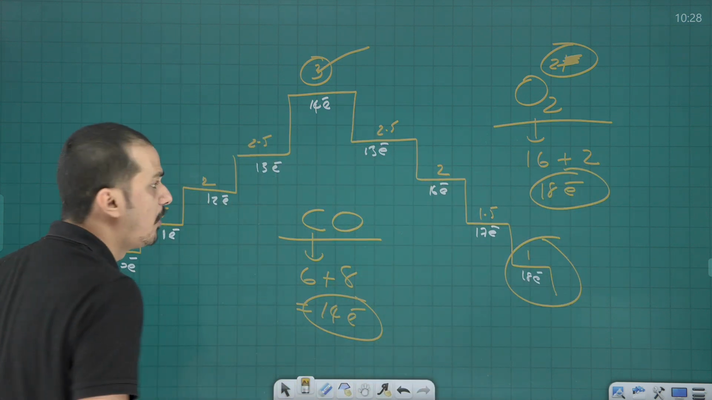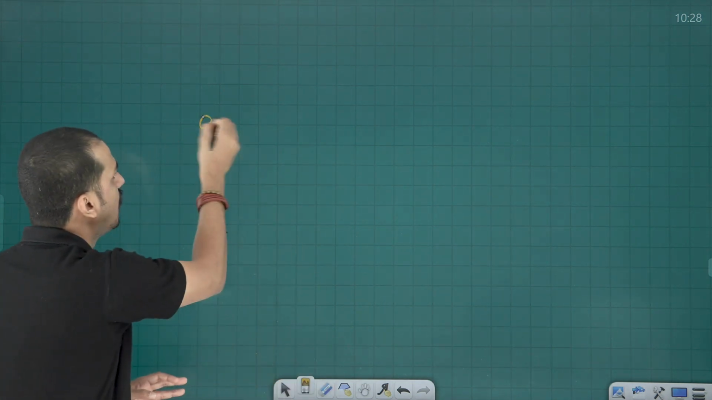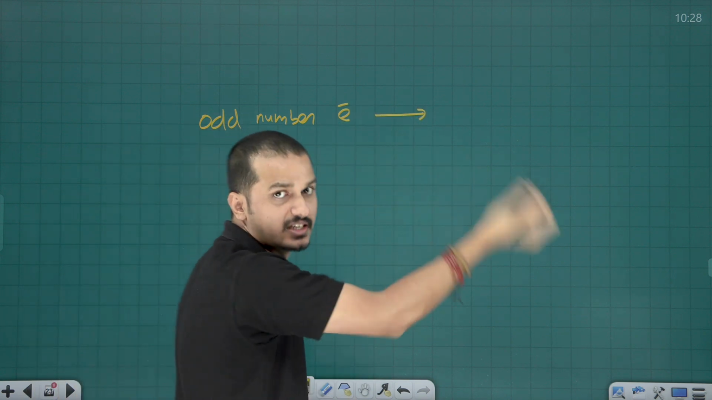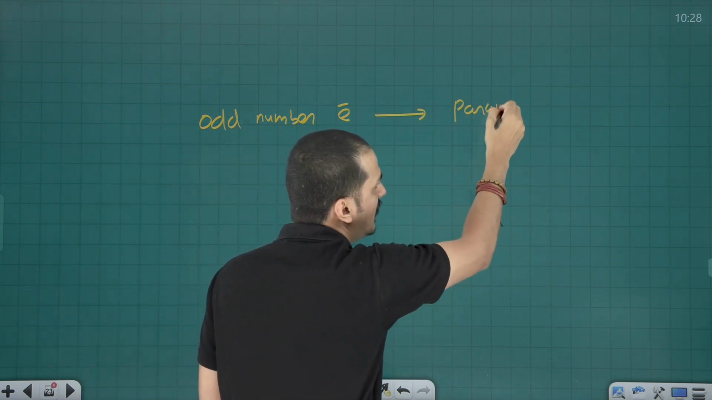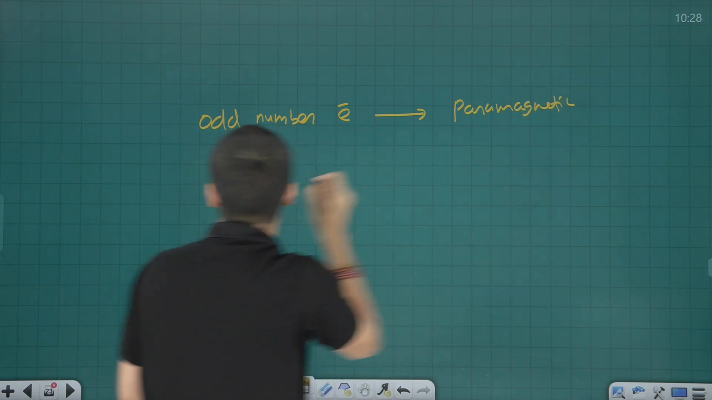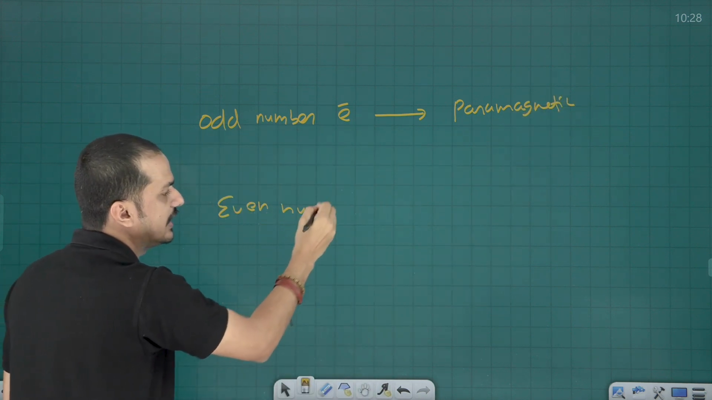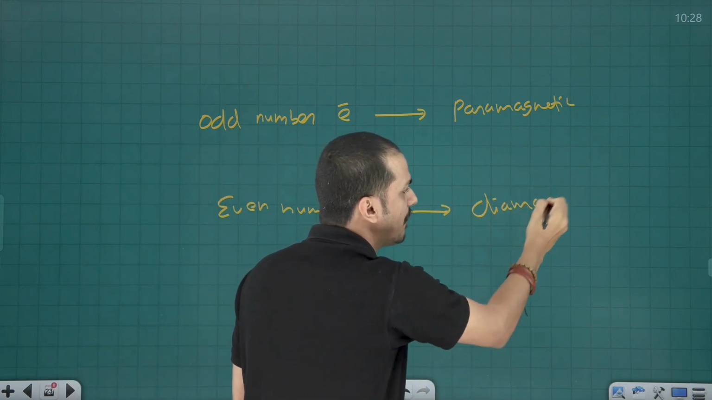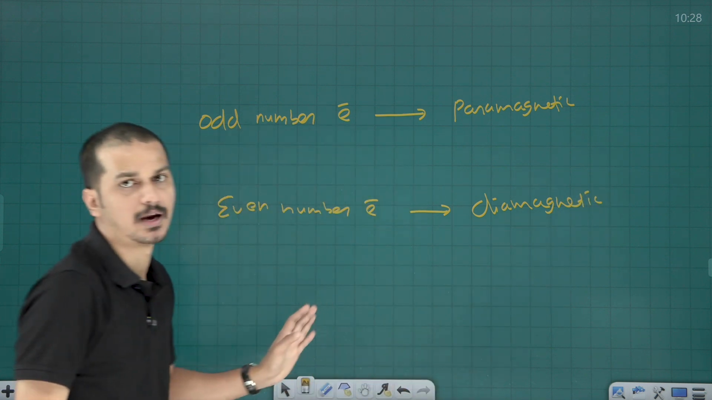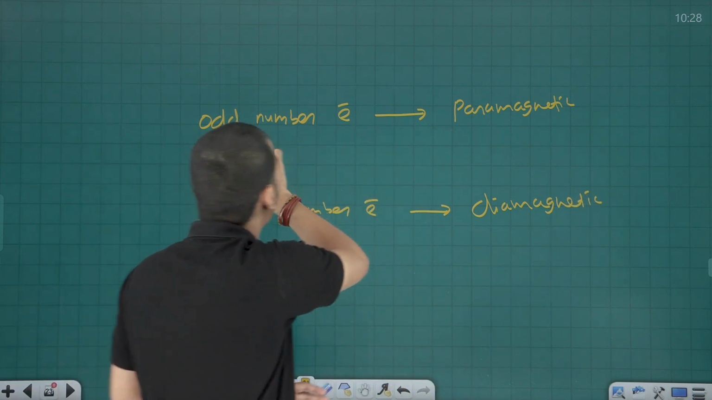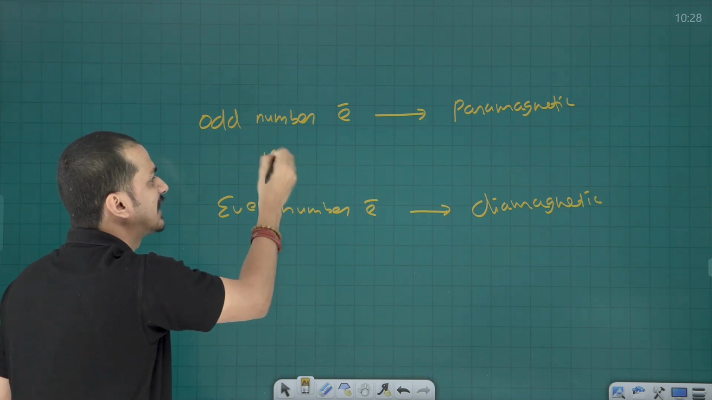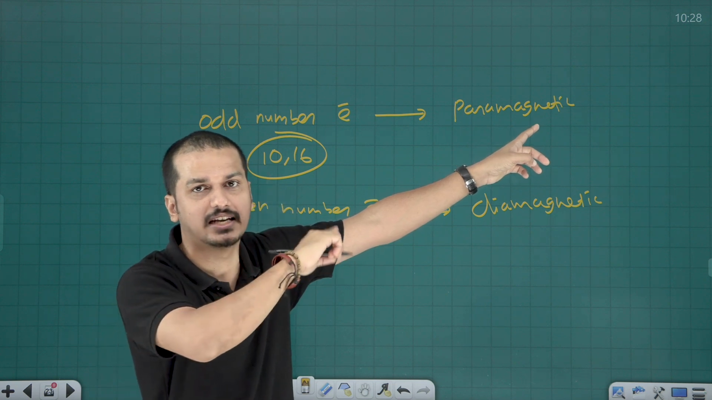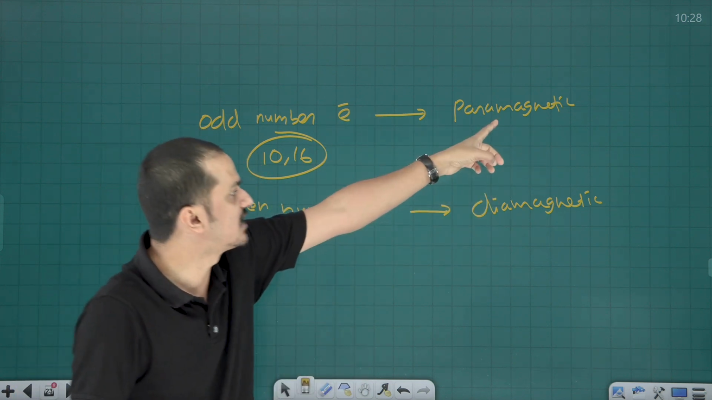And if they are asking about the magnetic behavior, you have to remember odd number electron containing species are always paramagnetic. Even number electron containing species are diamagnetic. That idea you have to keep in mind. Exception is there: odd number electron species, plus 10 and 16. 10 and 16, even though they are even, are paramagnetic. Once you fill those electrons, 10 and 16 have unpaired electrons. That's why they are paramagnetic.